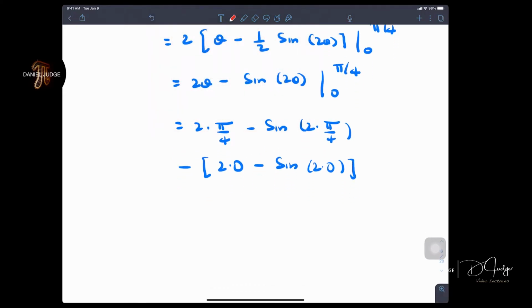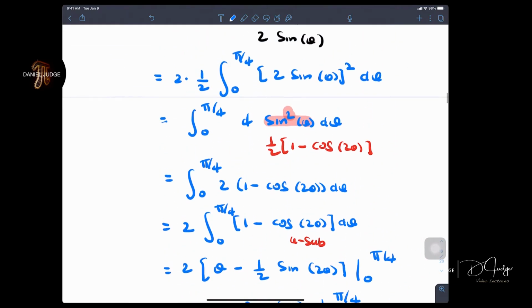So this portion, you get 0. Now 2 times pi over 4 is pi over 2, so this is sine of pi over 2, sine of 90 degrees, which is 1. So we get pi over 2 minus 1 here. I'm just doing some arithmetic in my head.